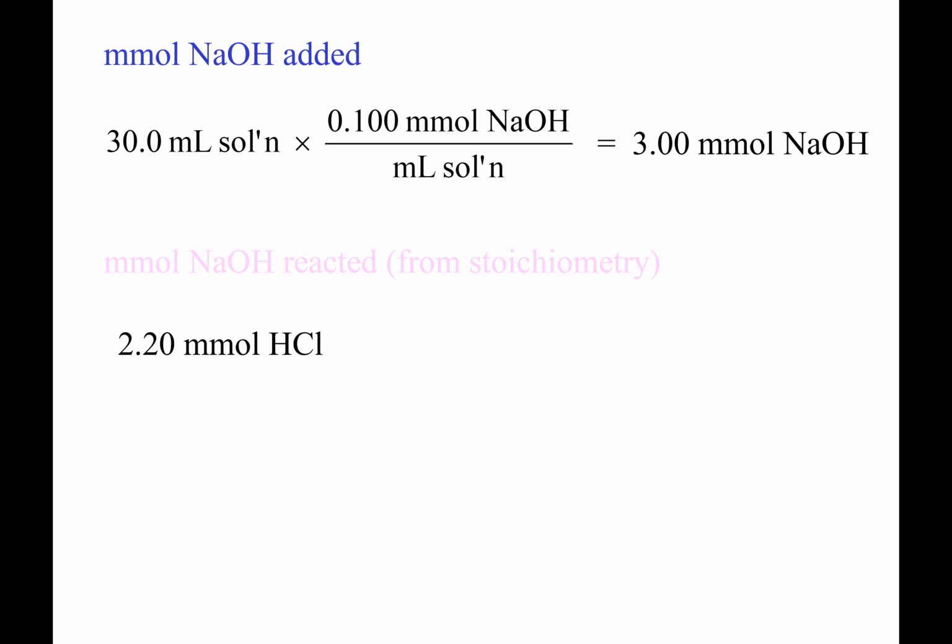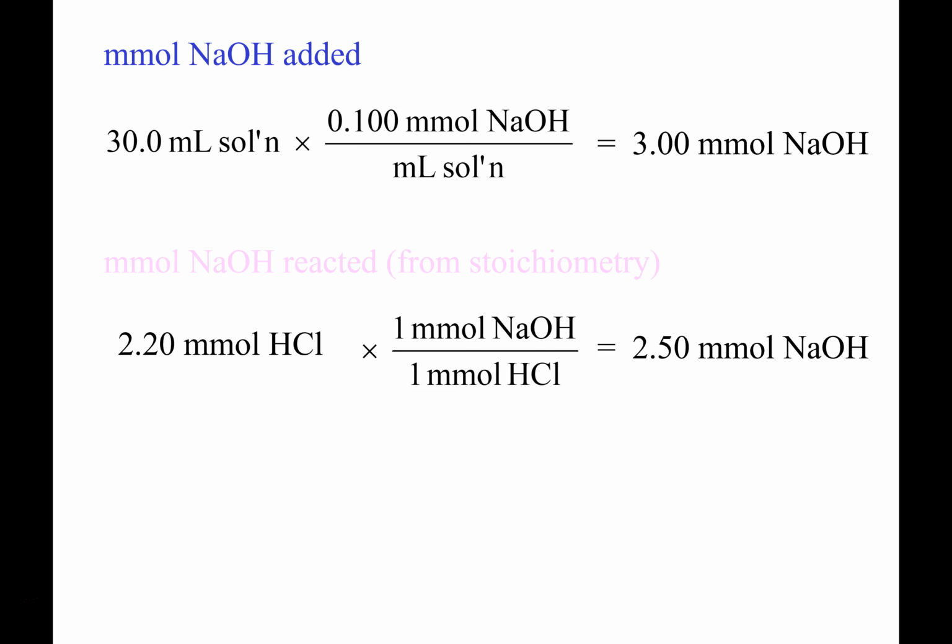Oops, looks like I have a typo there. Shouldn't that be 2.50? So millimoles of HCl used, this would be 2.50. We know we started with 2.50 millimoles. The relationship between the millimoles of HCl and millimoles of NaOH is 1 to 1. So that means that when these are all used up, I have used 2.50 millimoles of NaOH.